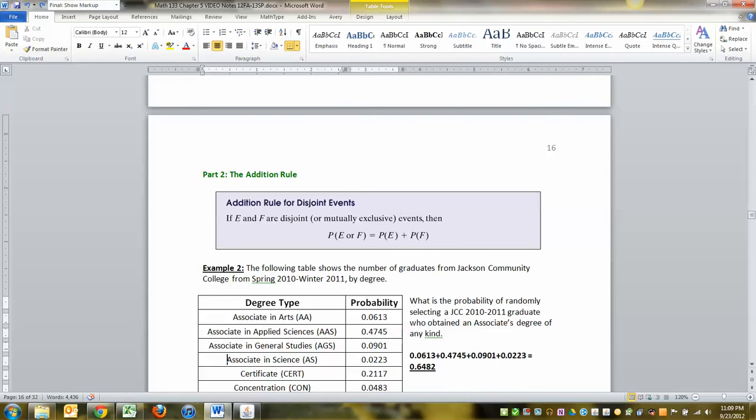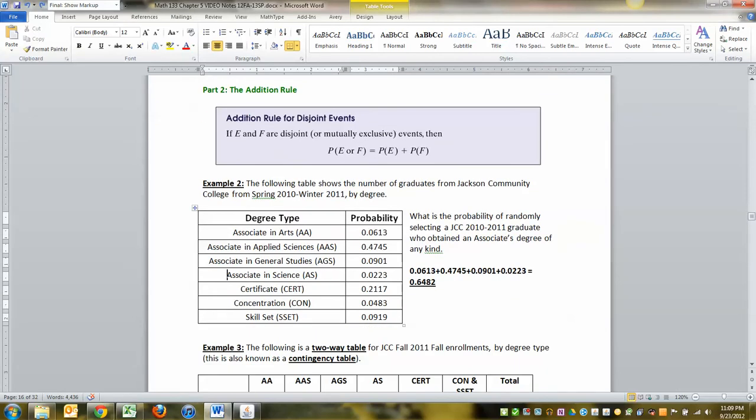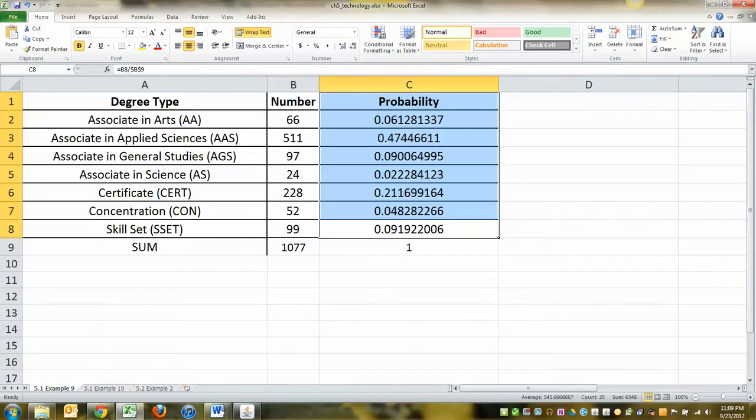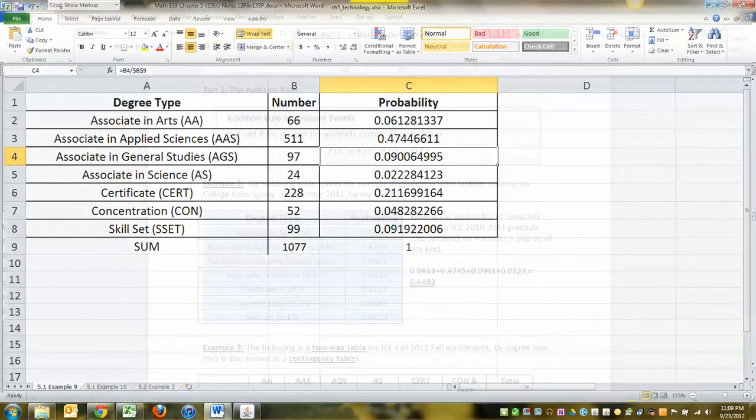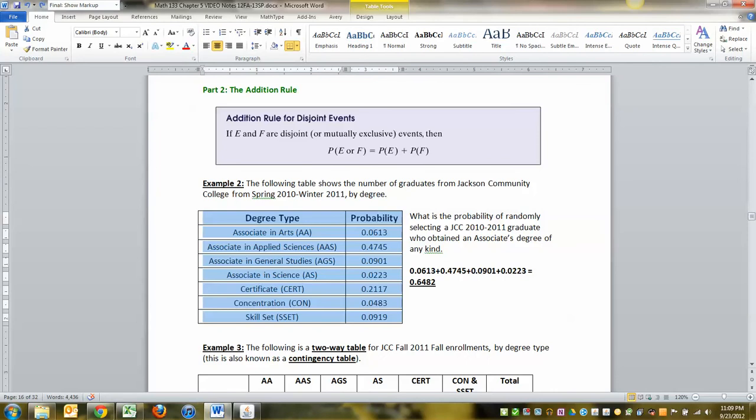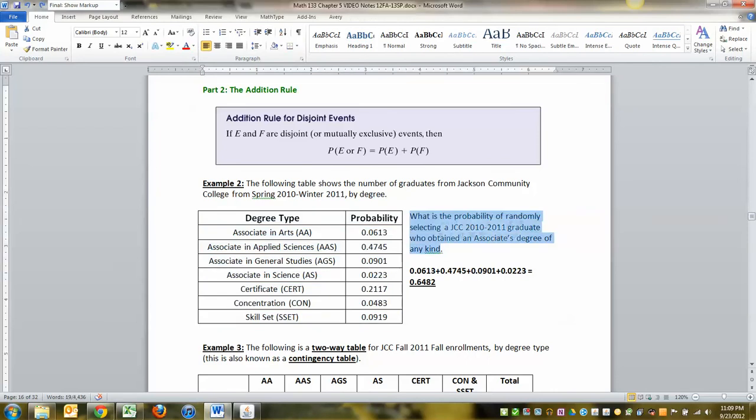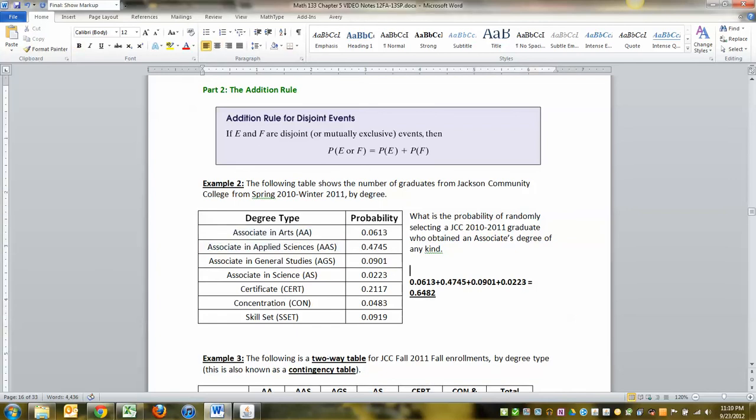So I have here the following table showing the number of graduates from Jackson Community College for the spring 2010 to winter 2011 by degree. We already found these probabilities. They should be sitting, if I'm not mistaken, right here in our Excel spreadsheet. Okay, so there they are. Ta-da! So what is the probability that a randomly selected JCC graduate obtains an associate's degree of any kind? Okay, well, there's Associate of Arts. Hold on. Better write this down.